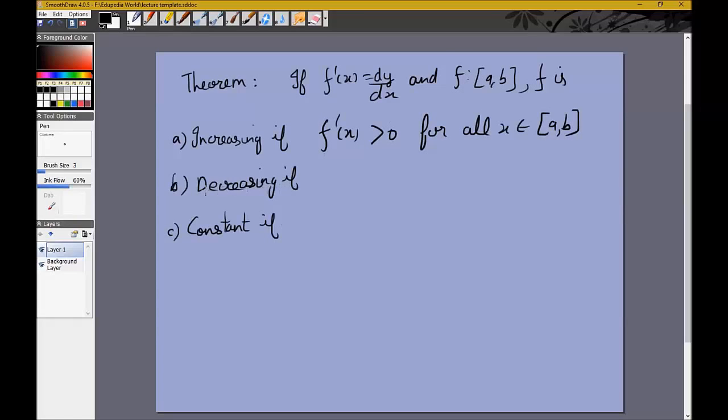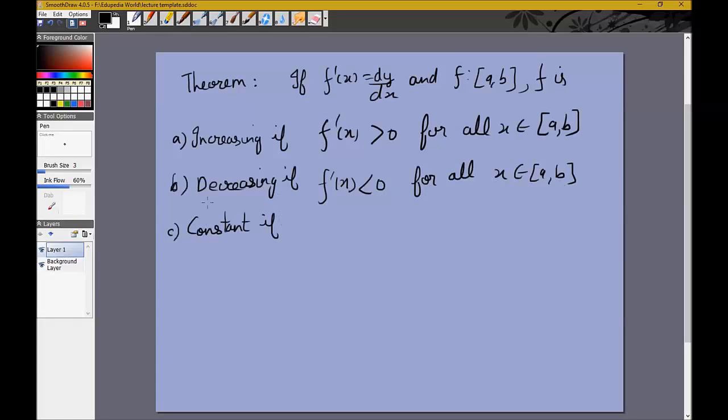It is decreasing if f dash x is less than 0 for all x between a and b. Now remember, it's for all x. If you can find some x where it's greater than 0, some x where it's less than 0, then in the whole interval the function is neither increasing nor decreasing. It's a mixed function. But if during an interval you can find f dash x is positive during the whole interval, then it has to be increasing. If f dash x is negative, then it has to be decreasing.